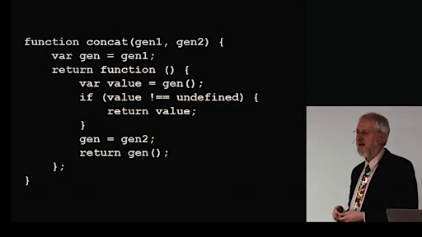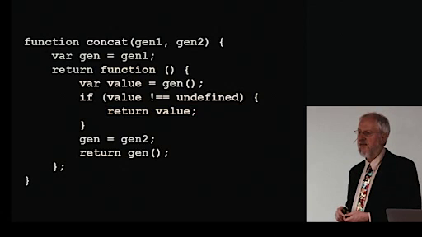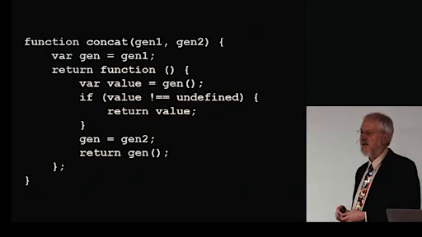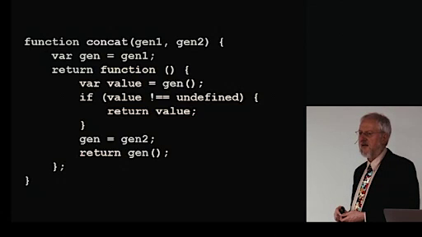At the very top, he's assigning gen 1 to that gen variable. Right. So that changes if the if doesn't succeed. So first time through he calls gen 1. Second time through he calls gen 1. Third time through he calls gen 1. Still passing, because it goes 0, 1, 2. Fourth time through he calls gen 1. He gets undefined. He sets gen to gen 2. Returns the result of gen 2.